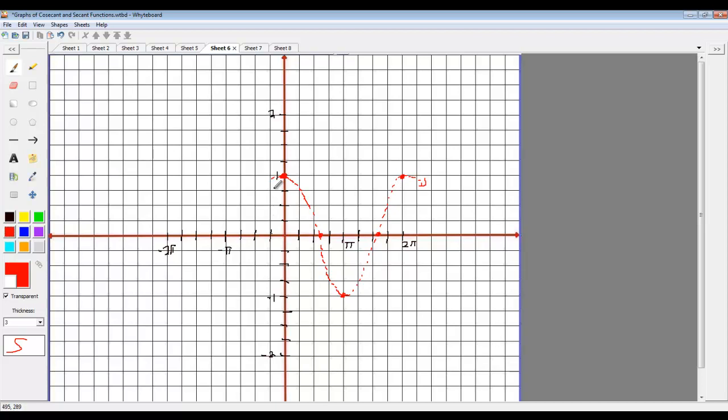Alright. My eyes keep messing up where I'm seeing things. I'm sorry. Pi over 2 is right here. That's what I get for being blind in one eye. I have a hard time sometimes seeing things. Alright, so here we go, and then it's going to go down to -pi.